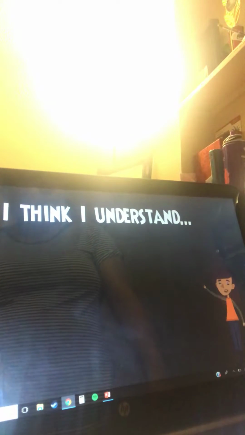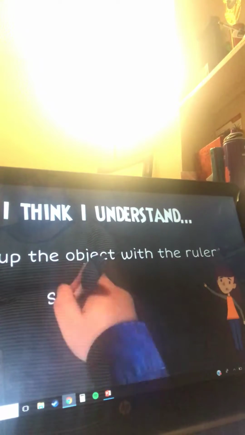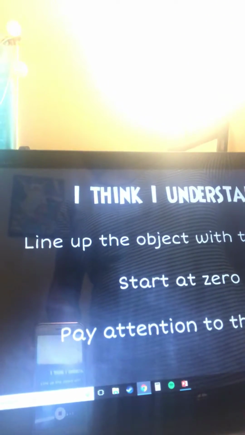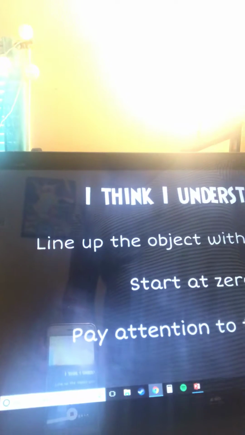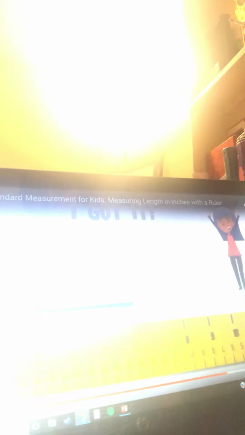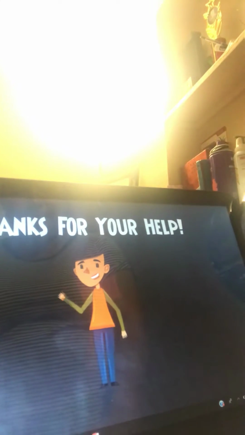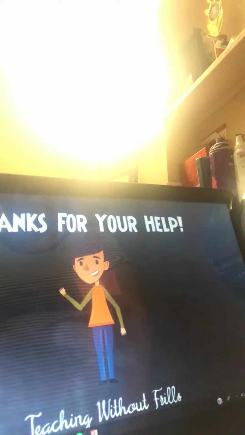Oh, I think I understand. So I have to make sure I line up the object with the ruler. I have to start right at 0, and I have to pay attention to the unit to make sure that I'm using inches and not centimeters. Okay, so let's see. I put my pencil straight across the ruler. I started right at 0. And I made sure that I was using inches and not centimeters. So the pencil is 7 inches long. Awesome! Thanks for helping me learn how to measure. Maybe when you try to measure, you can use these same rules.